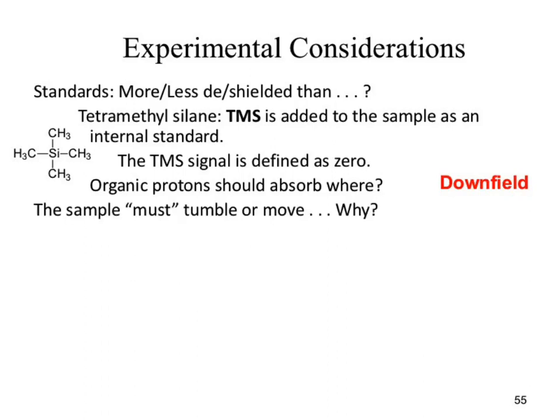Okay? The sample has to tumble and move within this. One of the reasons why is it has to cancel out any rotational aspects. If we look at a chair, we have equatorial and axial. If our molecule doesn't spin, flip, or rotate, what happens? Well, the axial and the equatorial hydrogens are now different from each other, which means we see 2 signals.